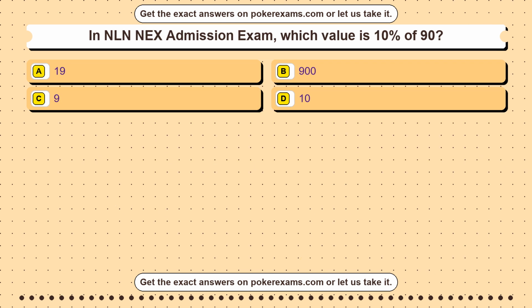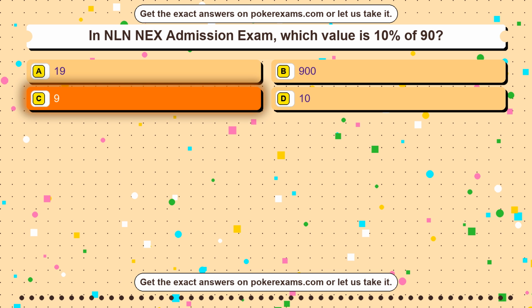Question 3. In her CA2A and P review, which percentage equals 0.08? Option A, 80%. Option B, 800%. Option C, 8%. Option D, 0.8%. The correct answer is option C.